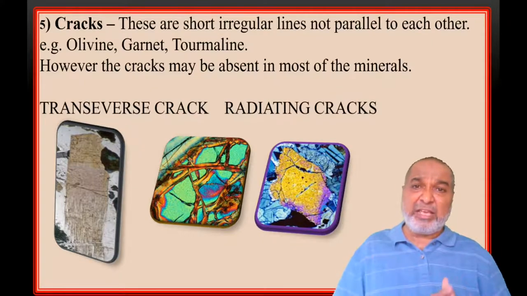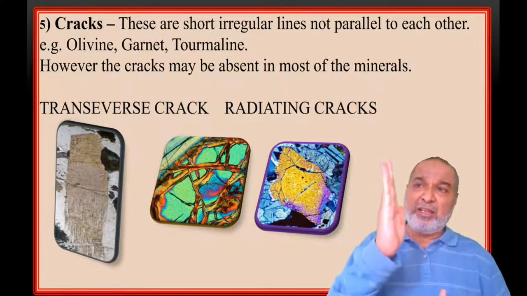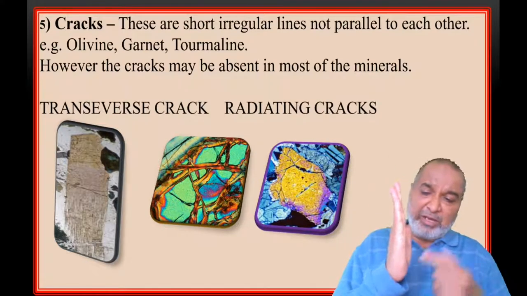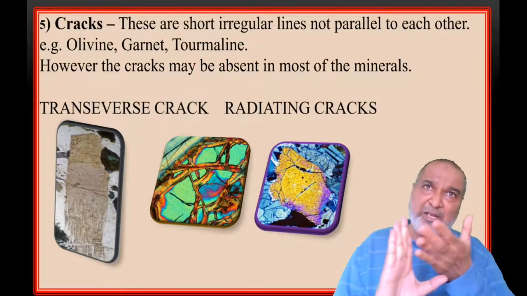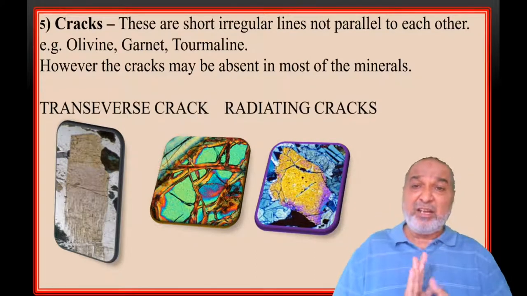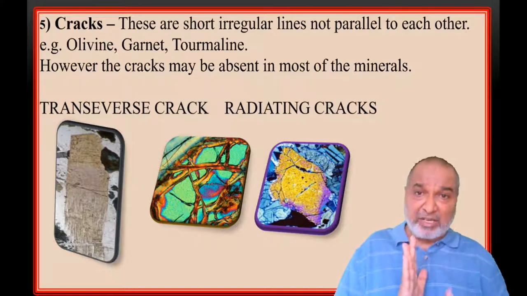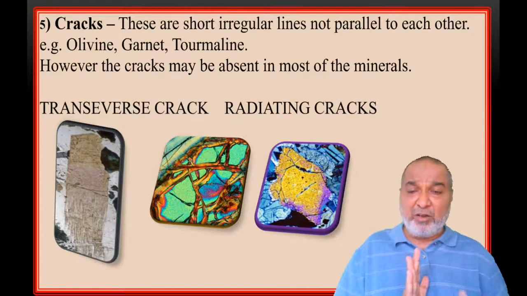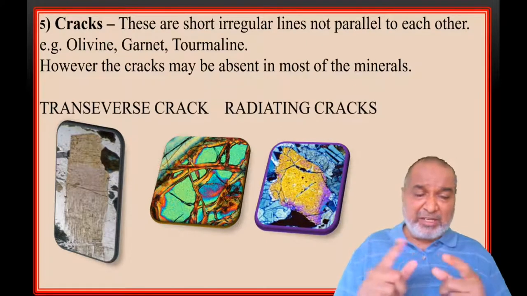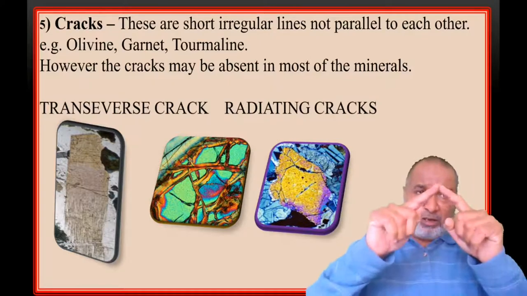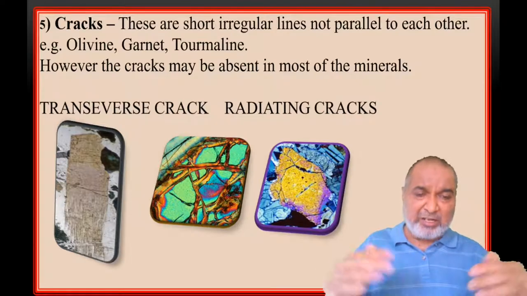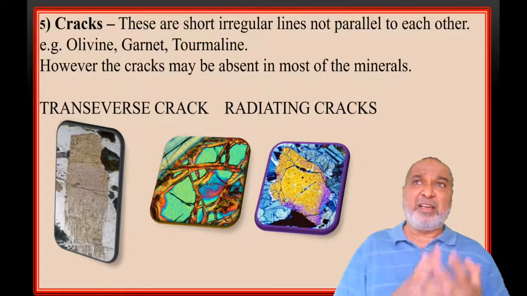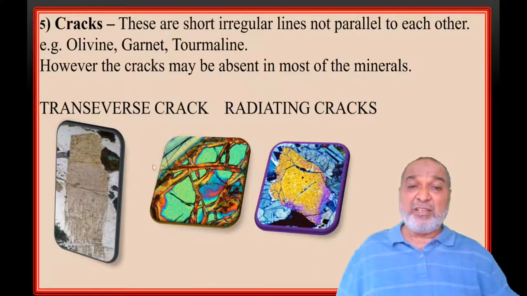So in the case of tourmaline, what is happening? This is the length of the tourmaline, and perpendicular to this we have the cracks. This is called transverse cracks. So this is the diagnostic property of tourmaline. Whereas in the case of olivine, a polygonal shape is there, and from the periphery towards the center, irregular cracks come and they are intersecting. So this is called radial cracks.